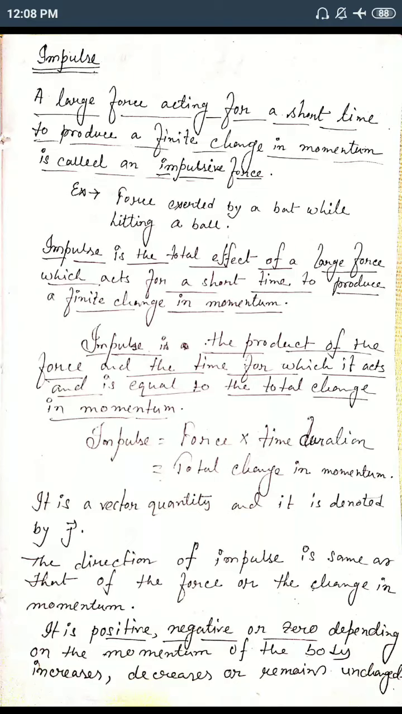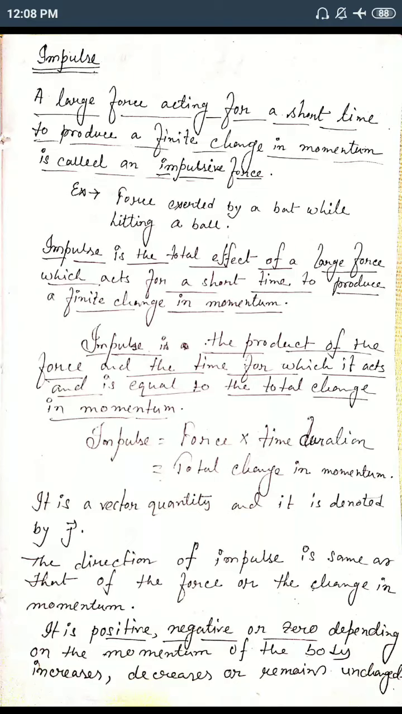Today's topic is impulse. It is also one type of force. Okay, not similar to the usual force, but one type of force. Different kinds of forces are there. So let's start with today's topic, that is impulse. What is impulse force or impulsive force?